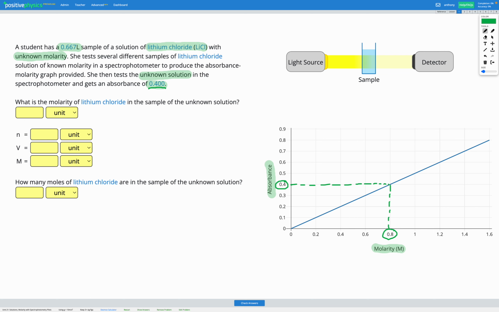So based on our sample solutions that the student used to make this graph, we know that our unknown solution matches up with the one that has an absorbance of 0.4, which means it must have a molarity of 0.8. So that's how we're going to use this absorbance molarity graph to figure out the molarity of our unknown solution. So 0.8 is our molarity.